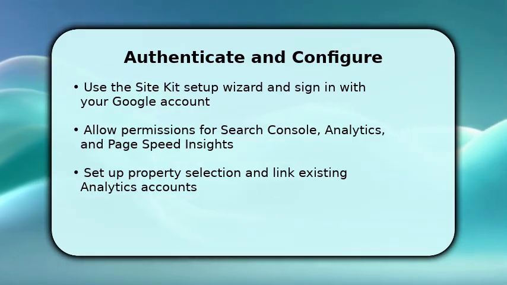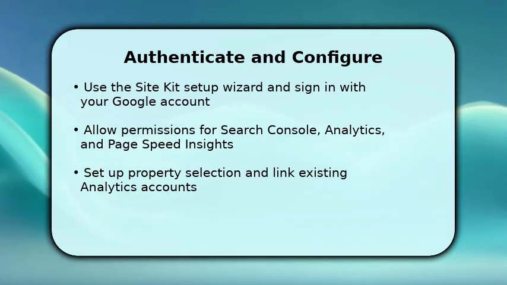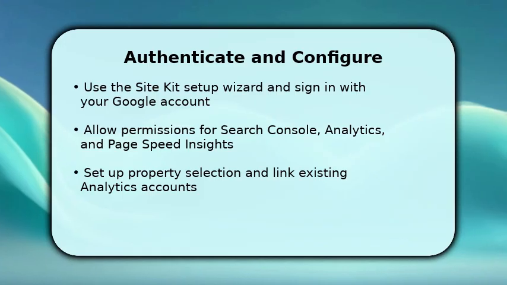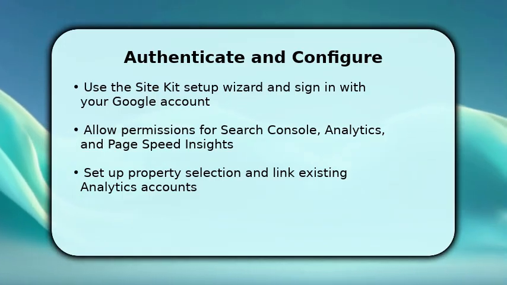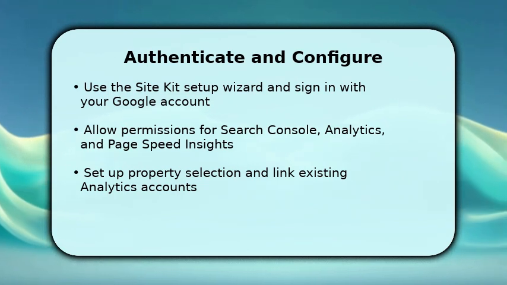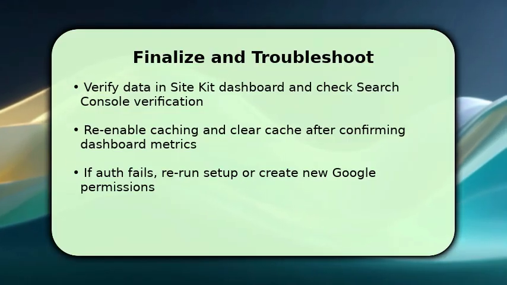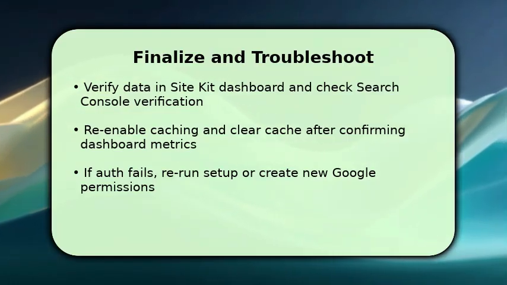Once authenticated, select the correct Search Console property and link an existing Analytics property or create a new one. This ensures consistent metrics. Also enable PageSpeed Insights to get Core Web Vitals. Take your time with property selection, because mismatches will show incorrect data on your dashboard. Finish by reviewing the Site Kit dashboard to confirm Search Console and Analytics metrics appear.